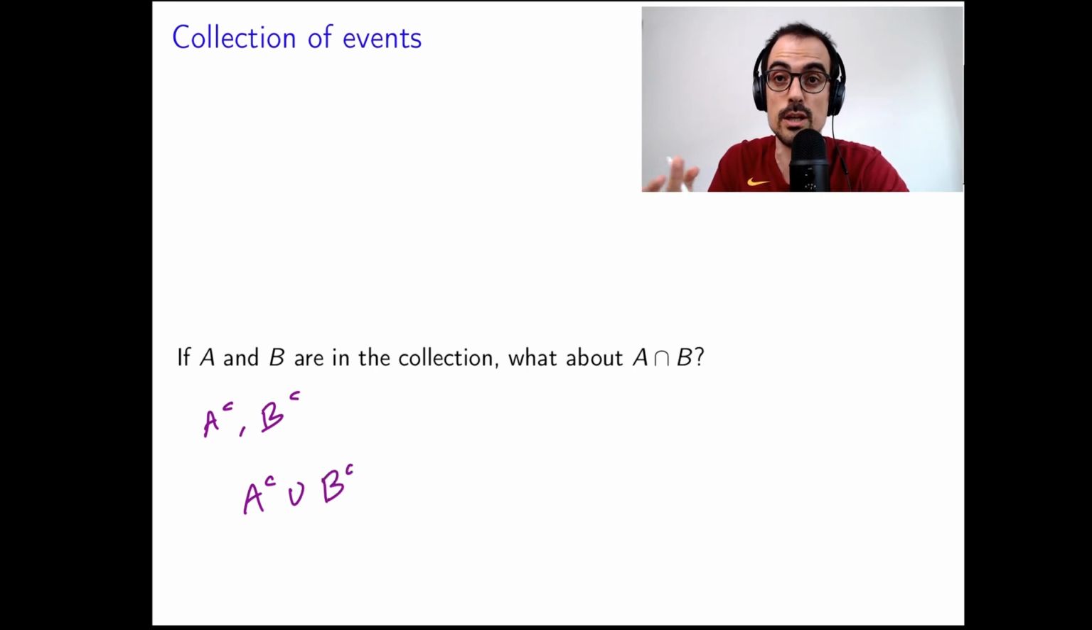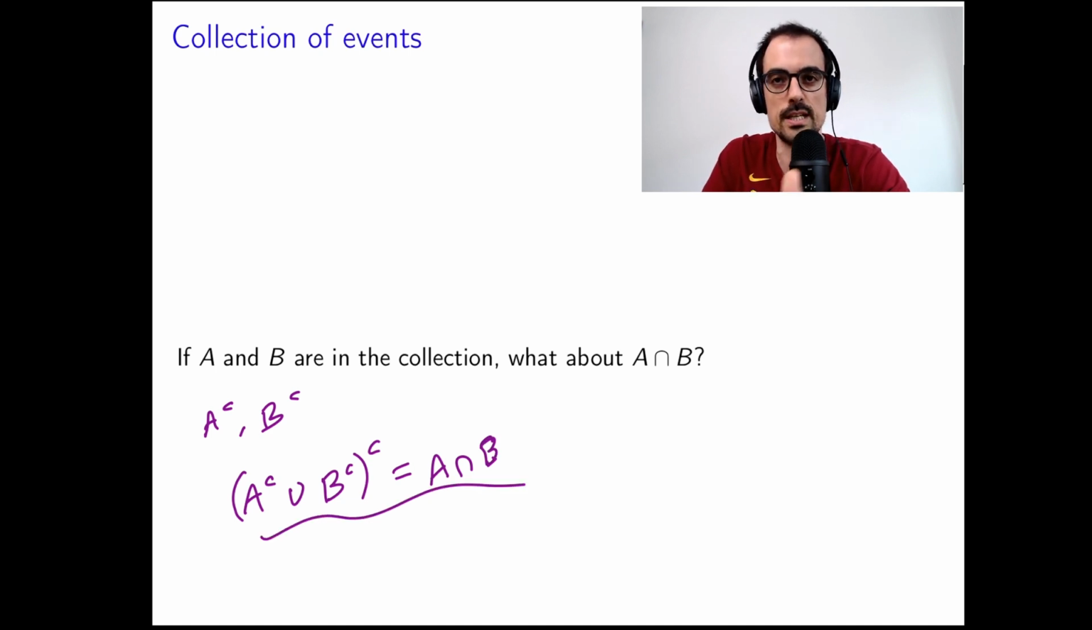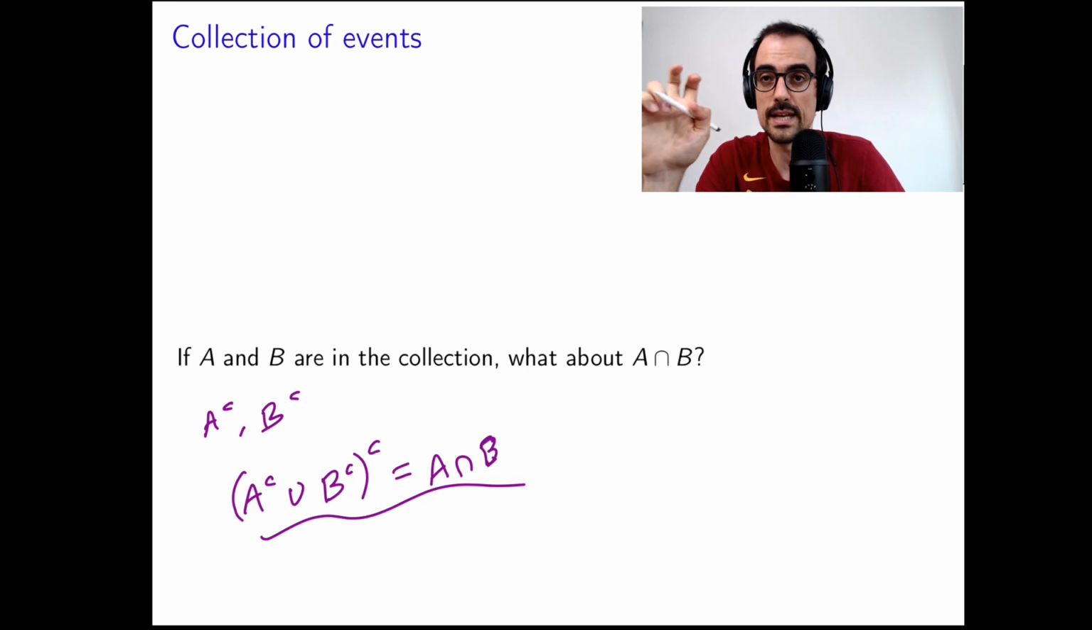Okay, so we also need to include the union of the complements. And now, if we take the complement of the union of the complements, which we also need to include by these rules of the sigma algebra, then this is just equal to A intersection B. So this, by the way, is called the De Morgan law. You can look it up. But the point is that by the properties, these rules about what is a valid collection, if we consider two events, the intersection is also going to be in the collection.